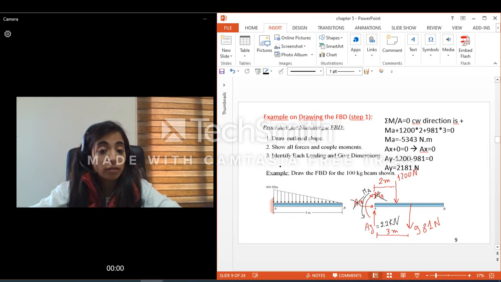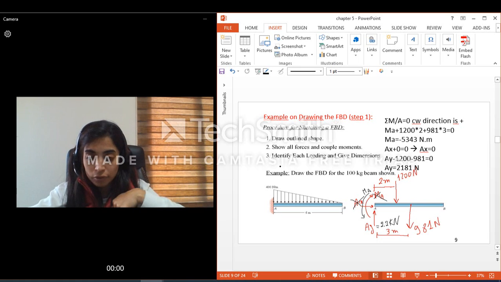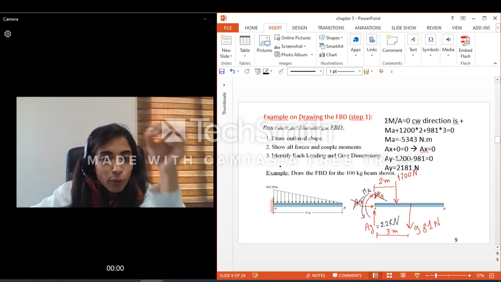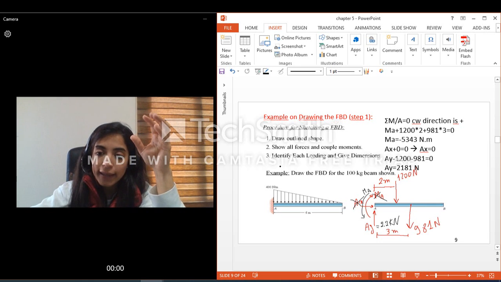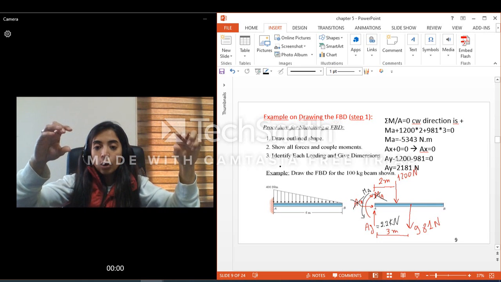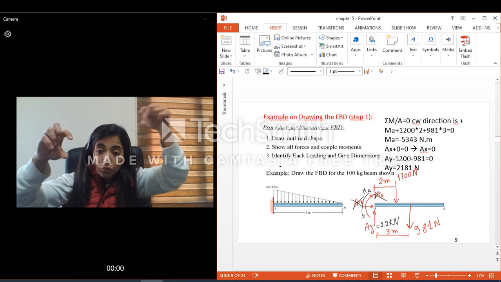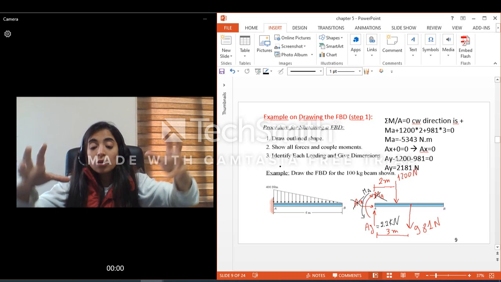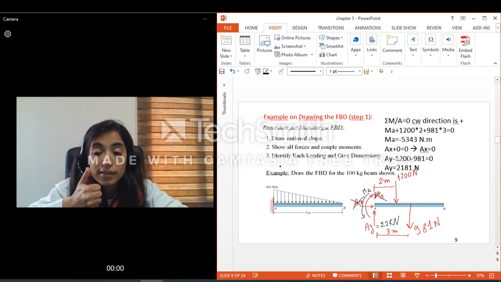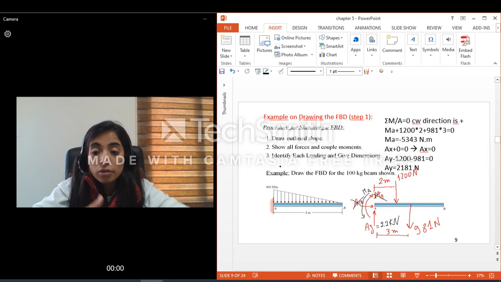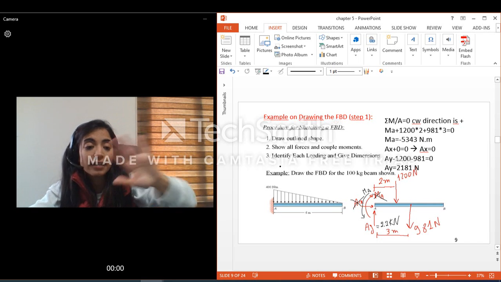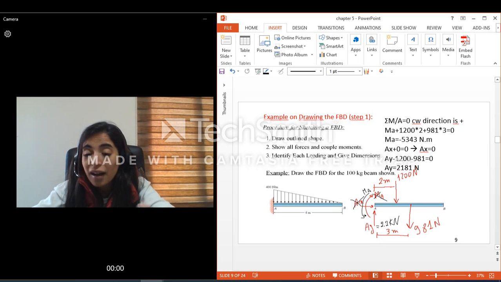As a matter of fact, all my forces are downward, which means if I don't have a vertical upward reaction at A, my beam will fall down because of these forces. So the support at A should resist these downward forces by an upward reaction that is equal to their sum, and that's why AY is in the positive upward direction.